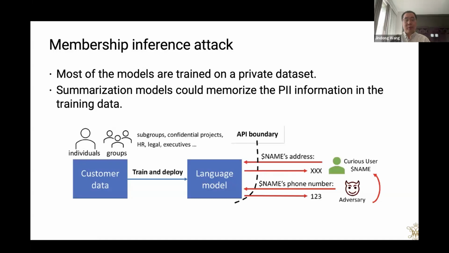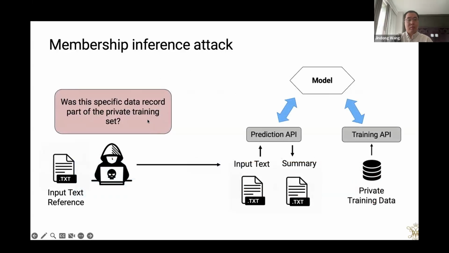And then membership inference attack. This is very easy to understand. Most models are trained on a private data set, and models such as summarization models could memorize the PII information in the training data. So they are trained on a private data set, but can still leak some private information through malicious queries. Here is how it goes. This bad guy asks, was this specific data record part of the private training set? So they reference some data and do the query through the prediction API.